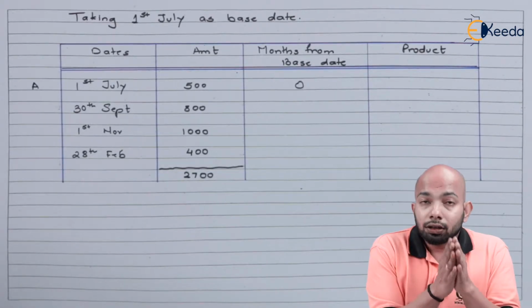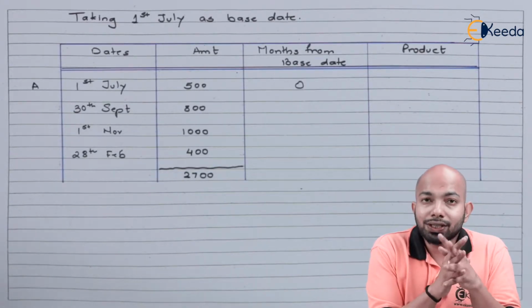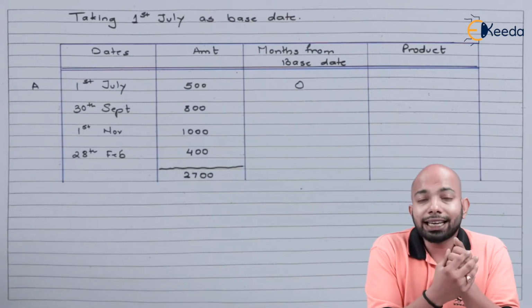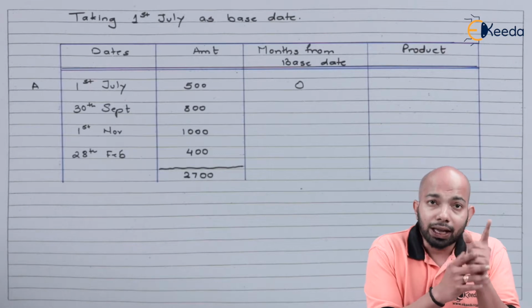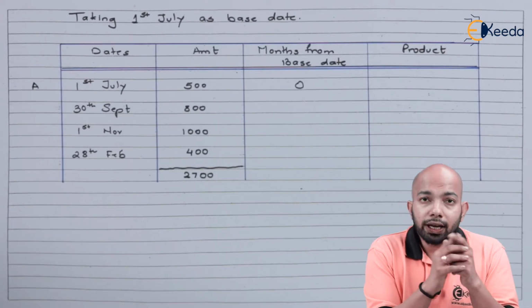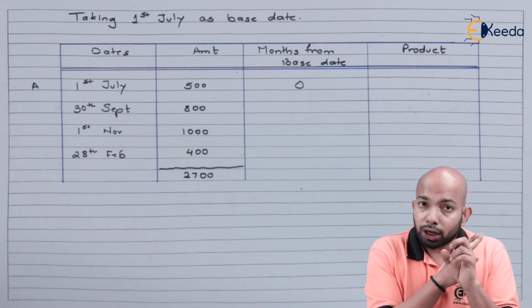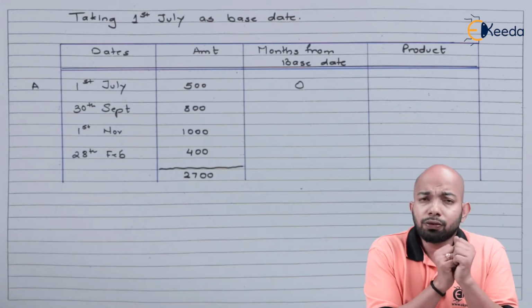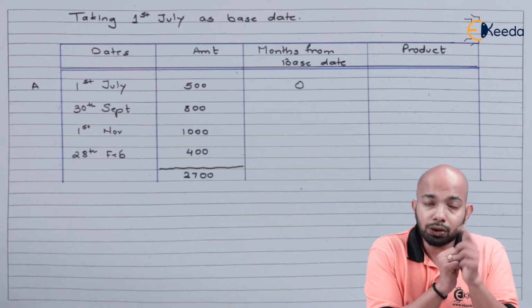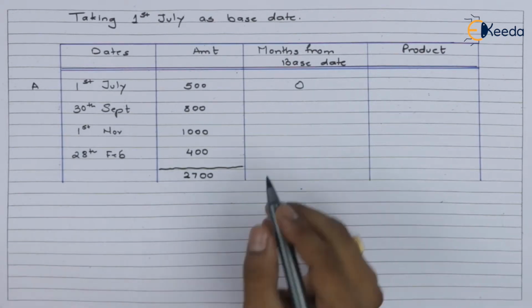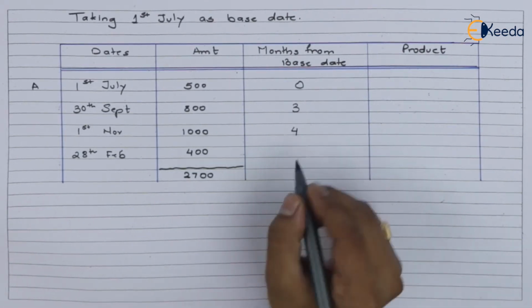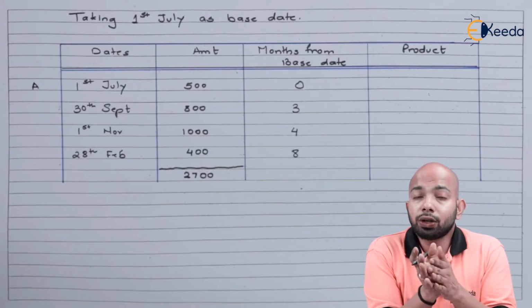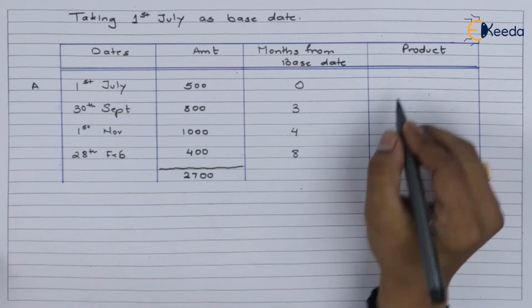So if you can see, the first transaction, 1st of July, was the date, and the base date itself is the same, so 0 months. Now the second transaction is on 30th of September and the base date is 1st of July. So July whole month, August whole month, and September whole month will give you 3 months from the base date. So that is what you have to mention there. So we've mentioned the months as well. Now we have to go ahead and figure out the product here.